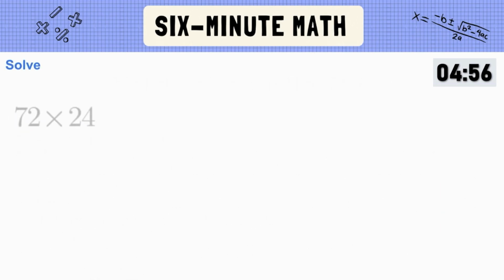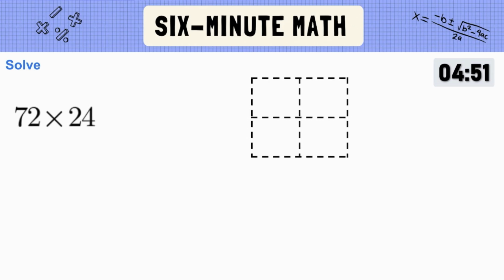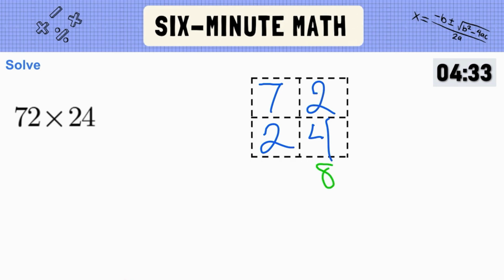We are going to solve the following: 72 times 24. I have a handy place value chart here, so I'm going to put my two numbers in, 72 and 24. I'm going to start on my lower ones digit, and I'm going to multiply it by my upper ones digit. 4 times 2 is 8. Then I'm going to continue on with my lower ones digit and multiply it by the tens digit. 4 times 7 is 28.